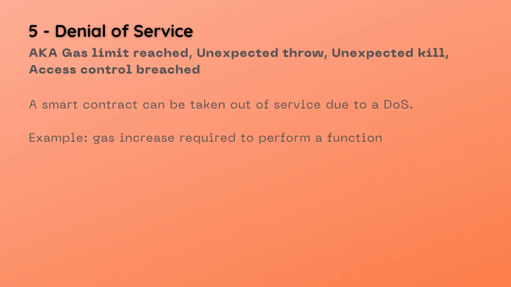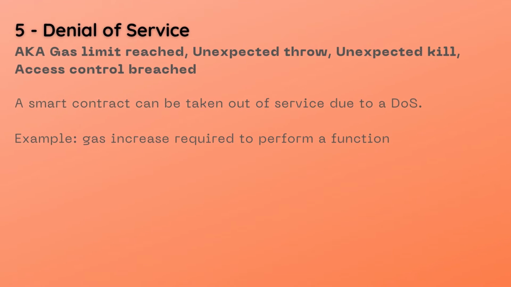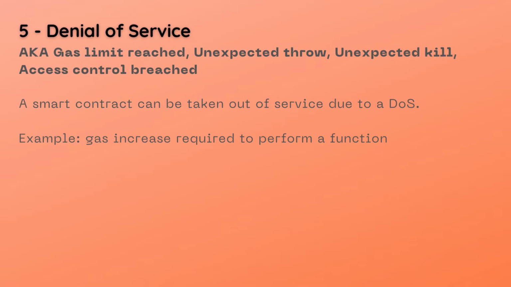In this category, there are contracts that are vulnerable to denial of service attacks. Following a denial of service attack, a smart contract may not be able to recover. In this case, it's permanently disabled. This can happen, for example, by artificially increasing the gas required for the calculations of a function.